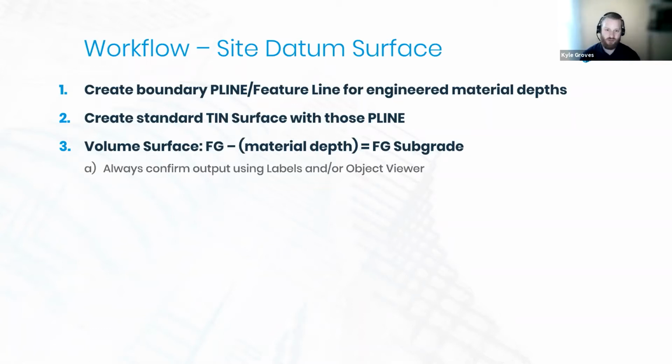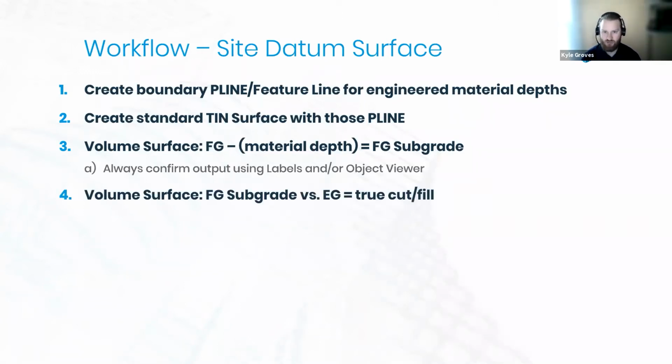Always, every single time you go through this workflow, take your resulting surfaces, pop them into Object Viewer, and confirm that you did your base surface comparison surface thing effectively. I've taught this workflow for a while now, and I still mess this up from time to time. So always confirm that, use labels, throw it into Object Viewer. This volume surface is going to give us an elevation that represents our finished grade subgrade.